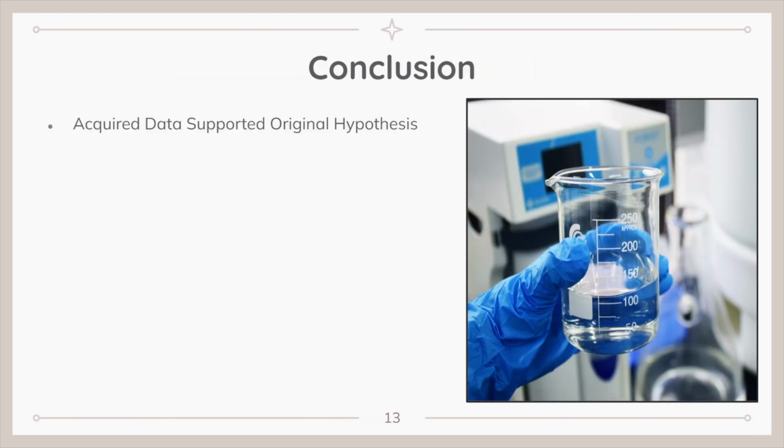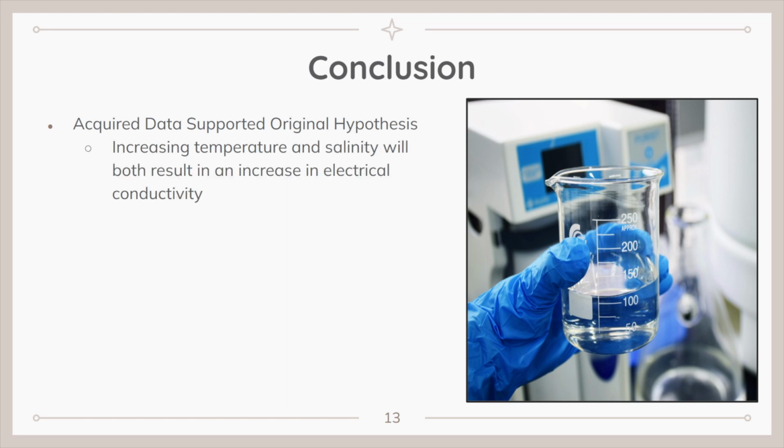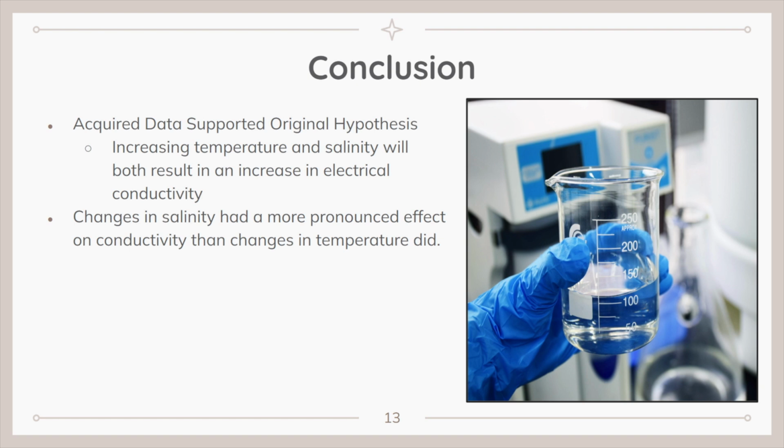Now for our conclusion. The data we found, while it didn't exactly match up, our parameters were a little different, did support our original hypothesis, where increasing temperature and salinity both result in a mostly proportional increase to electrical conductivity. As in our hypothesis, our experiment showed that changes in salinity had a more pronounced effect on conductivity than changes in temperature.